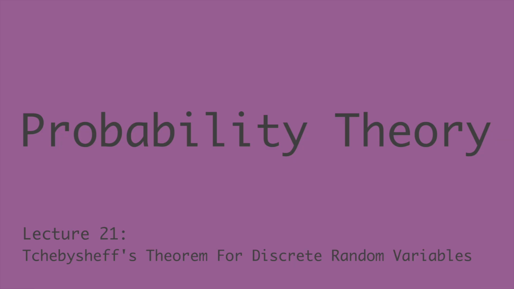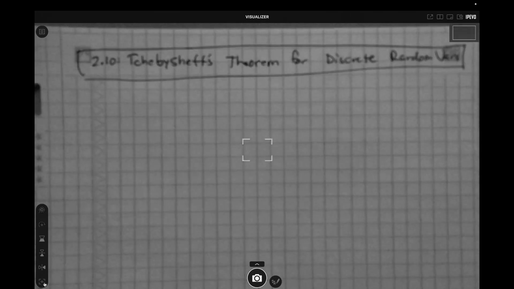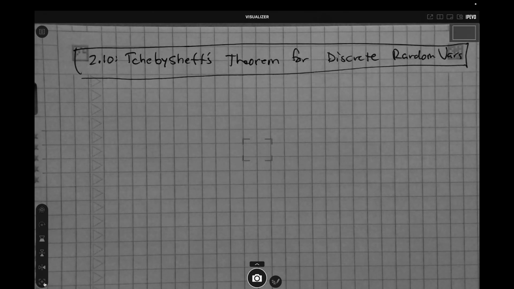This will be lecture 21 of the course, and in this section we're going to discuss a very cool little theorem for discrete random variables, and that theorem is called Chebyshev's theorem, and it's something that is notoriously difficult for students, but hopefully we can make it simple and straightforward. Let's go ahead and jump into it. We'll call this section 2.10. Chebyshev's theorem for discrete random variables.